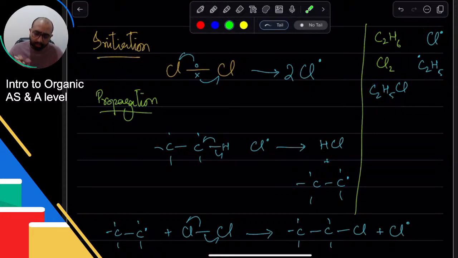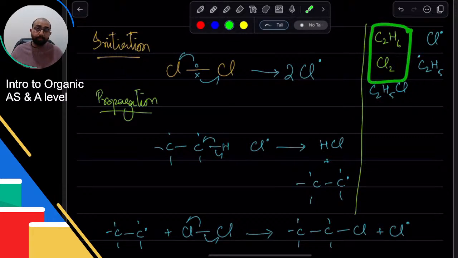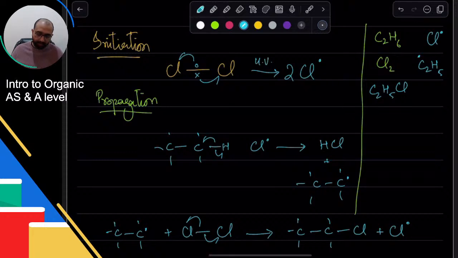So here's what you need to know about it. If you keep track of what radicals you have and what molecules you have, then it's very easy to figure out what's happening. When we started, we had these two. To make radicals, we gave ultraviolet light to this, and that created radicals.